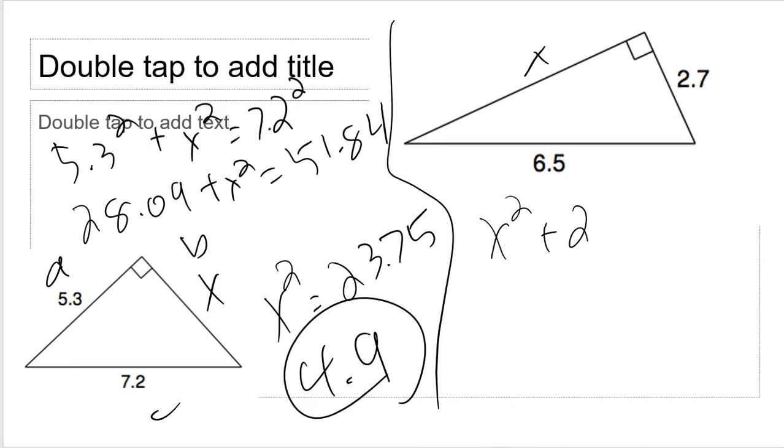X squared plus 2.7 squared. You get x squared. And once again, if you switch around x squared and 2.7 squared, it's fine.